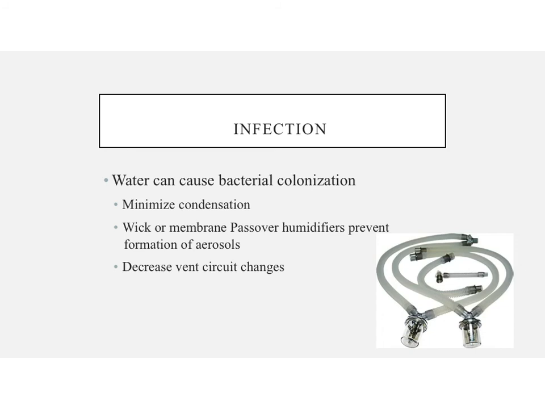And we also want to decrease ventilator circuit changes. I mentioned earlier that the more we break the circuit, the more risk we have of VAP, a ventilator acquired pneumonia. So we want to try and break the circuit as least amount of times as possible. We also want to avoid products that produce aerosol for ventilated patients. So we basically want to heat and humidify the air and keep that water vapor in the gas going from the humidifier to the patient and avoid condensation altogether.